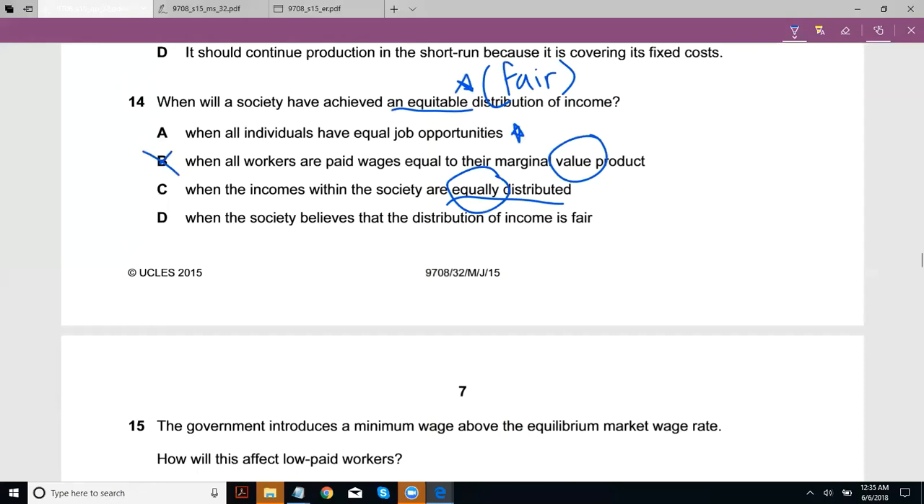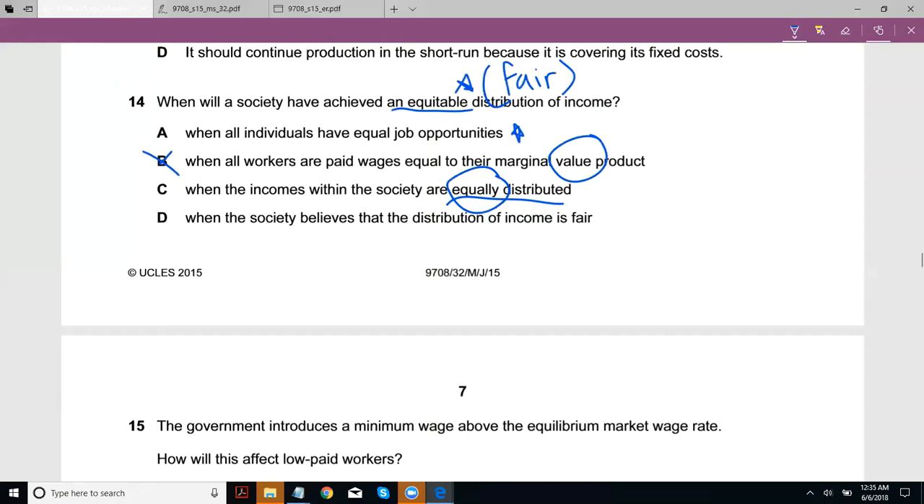I don't think the examiner cares about whether this is realistic or not. I mean, if it is not possible, then do societies not reach an equitable distribution? Well, I don't believe you see anyone with a Gini coefficient of 0. I don't think that realistically happens.